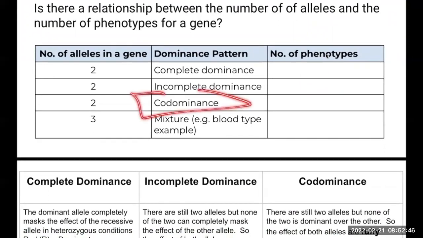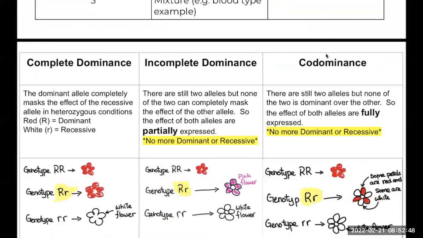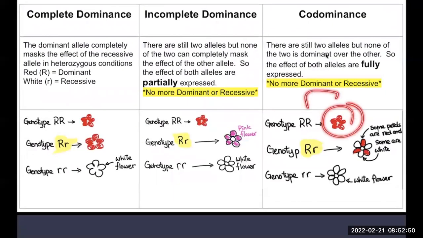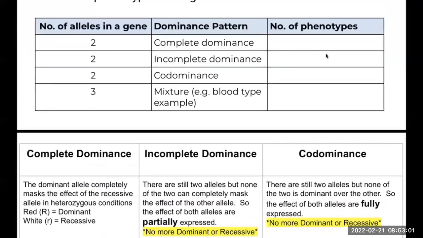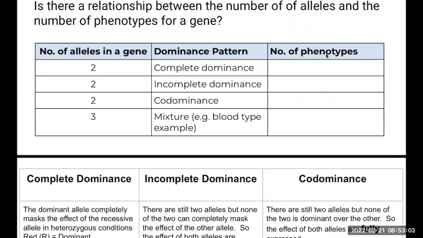And then codominance is similar. You can have one displaying the allele, and you can have two displaying the other allele, and then you can have a third phenotype that displays the effect when you get two of the different ones. So you can have 3 phenotypes as well.